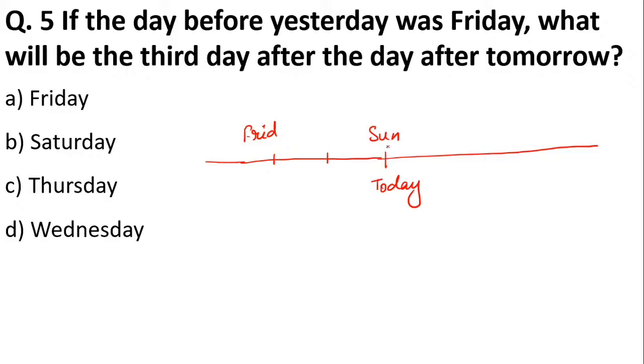Then after Sunday, what they are saying? What will be the third day after the day after tomorrow? So what is day after tomorrow? This is tomorrow. This is day after tomorrow. I can write day after tomorrow. And they are asking what will be the third day. So after day after tomorrow, the first day, the second day, and the third day, right? So if you count from here, you have to find out this: Sunday, Monday, Tuesday, Wednesday, Thursday. This is Friday.